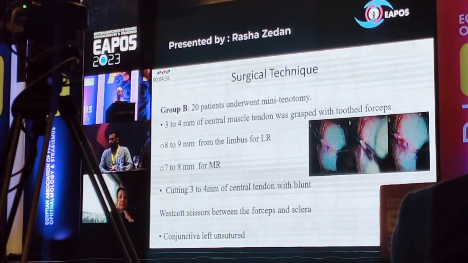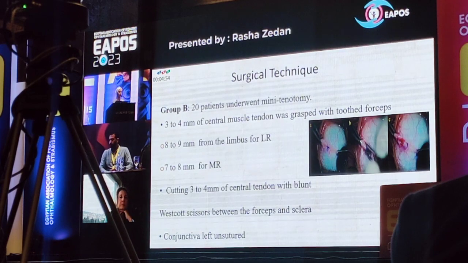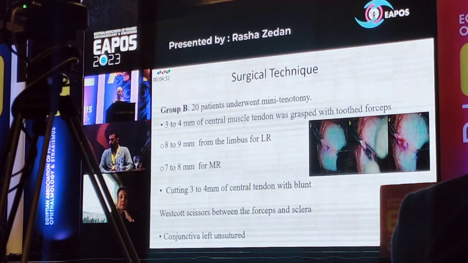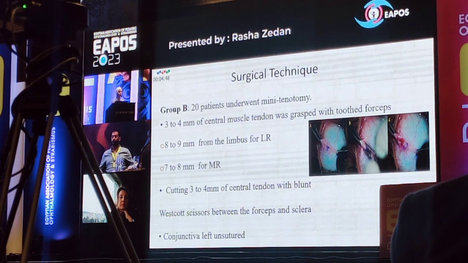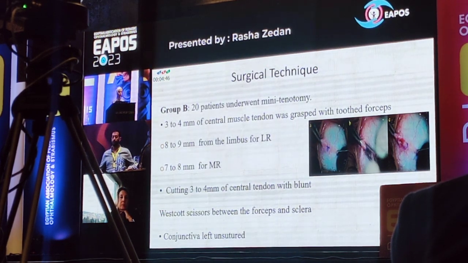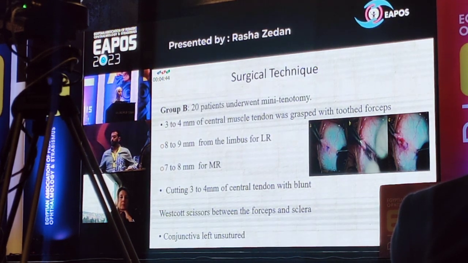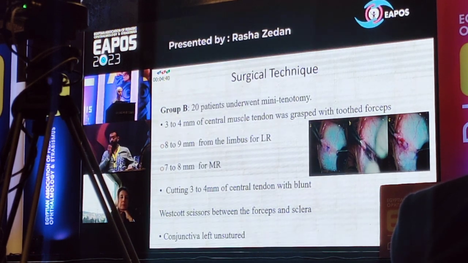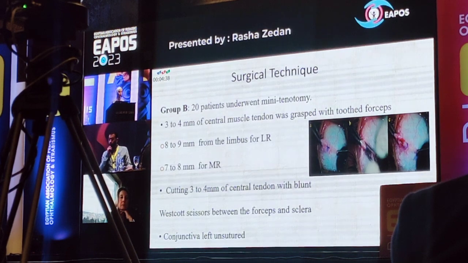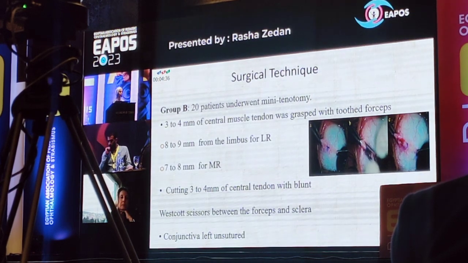The second group underwent mini tenotomy after grasping 3 to 4 millimeters of the central tendon, after localization of the lateral rectus 8 to 9 millimeters from the limbus, or the medial rectus 7 to 8 millimeters. We were able to cut 3 to 4 millimeters of the central tendon using blunt Westcott scissors, and the conjunctiva was left unsutured.